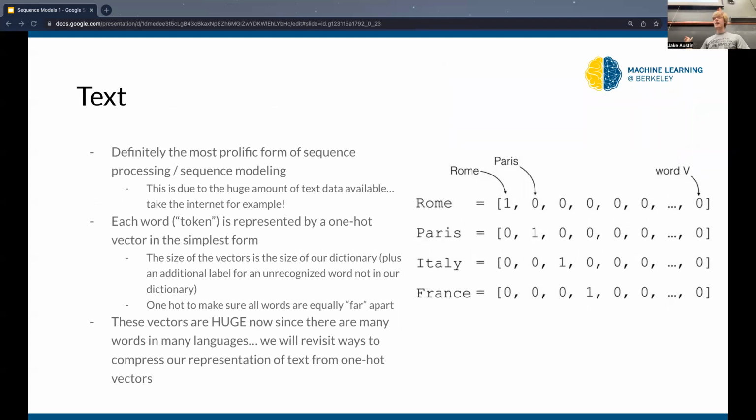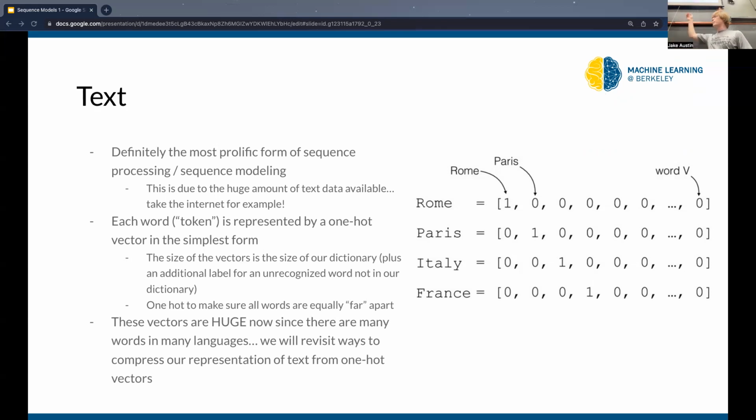It's pretty much everywhere, just because it's so easy to scrape the web and get access to huge amounts of text data to train your models on. So internet scale language models are a thing, where you have language models that are trained basically on just the open internet. Every single word is a token. It's one of the elements in your sequence.